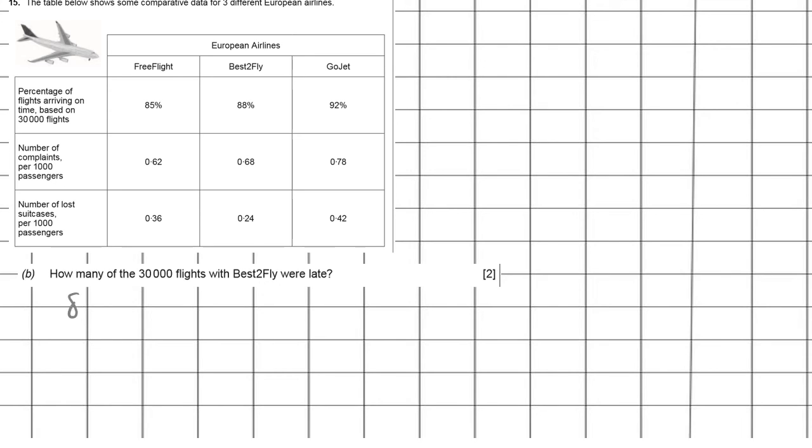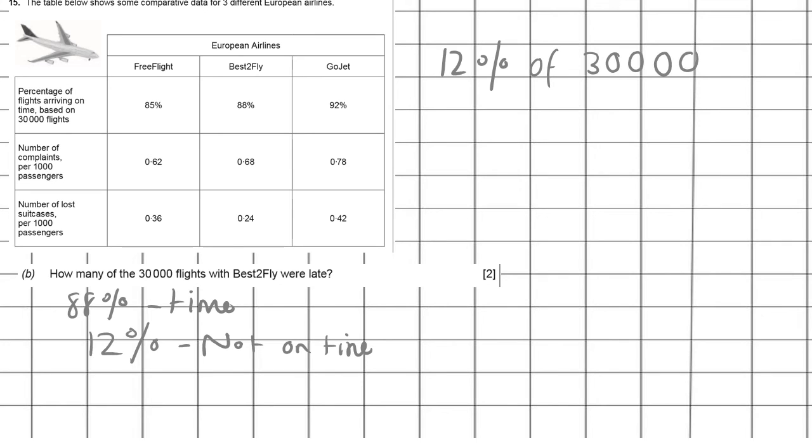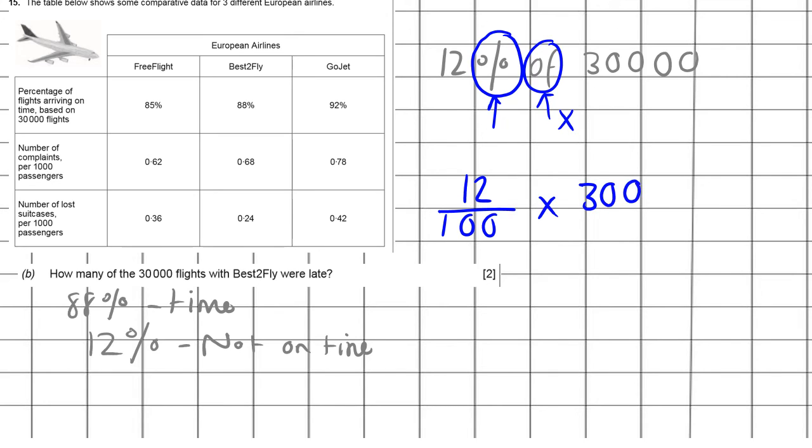Okay, so Best to Fly, we know 88% were on time. So therefore, the percentage is out of 100, so 100 take away 88, so 12% not on time. So this goes back to what I was saying earlier, 12% of 30,000. If you remember earlier, percentage means out of 100 and of means times. So you need to have 12 over 100 times 30,000, and that gives us 360.